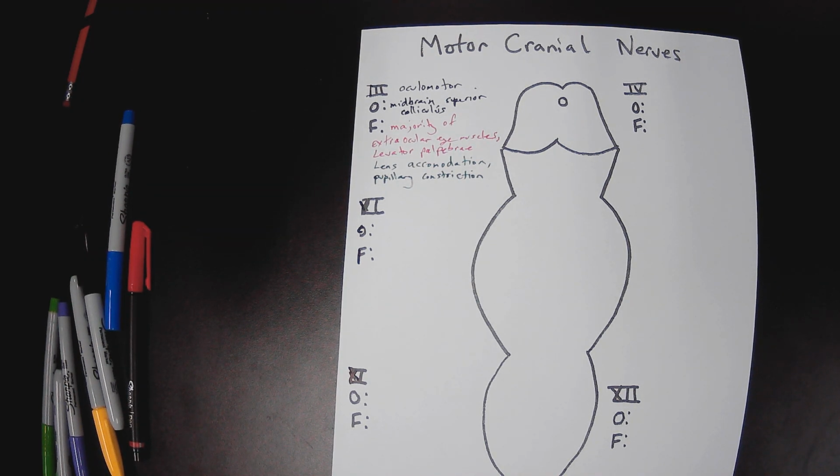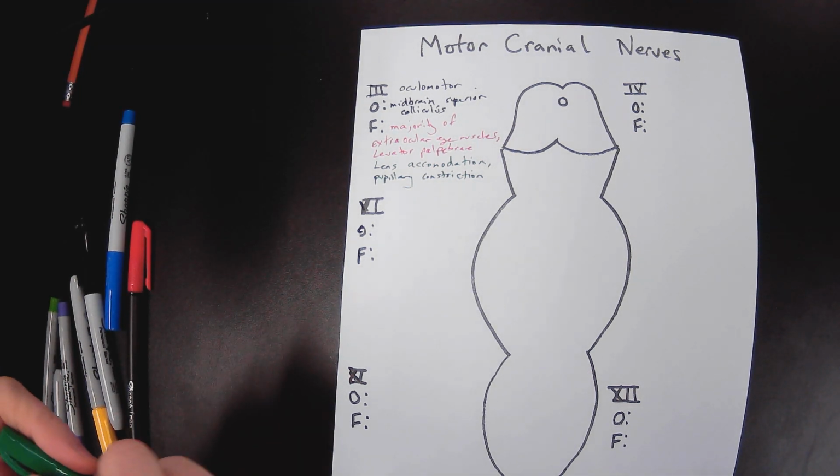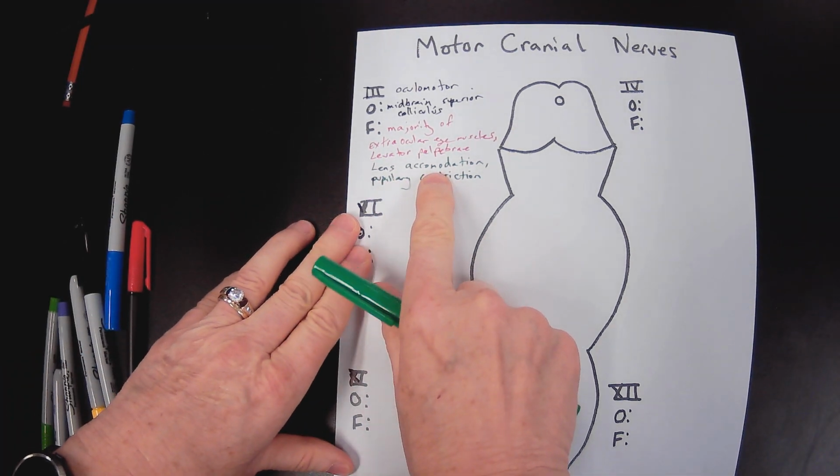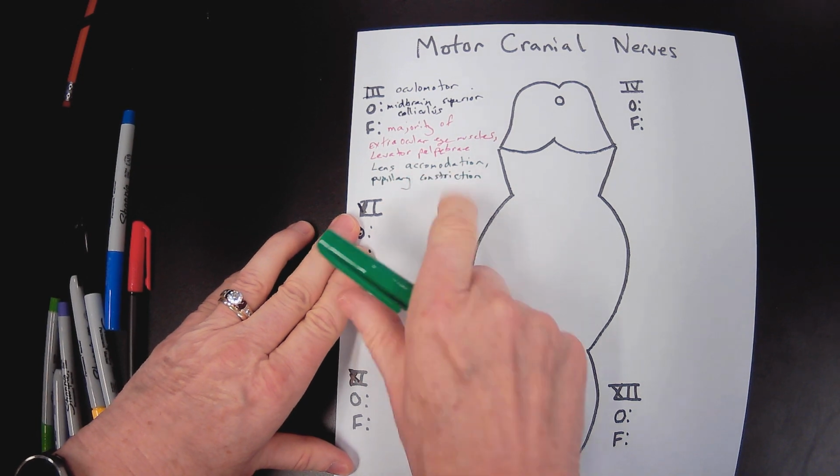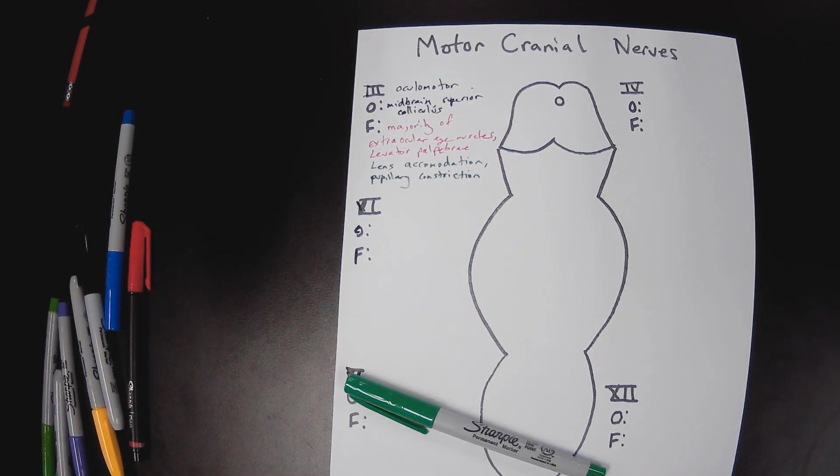Yeah, Sam? I'm sorry, what is what? Lens accommodation. It's ACCOMMODATION, and that just means that the shape of the lens changes depending on whether you see something close up or far away. You know, your lens changes.